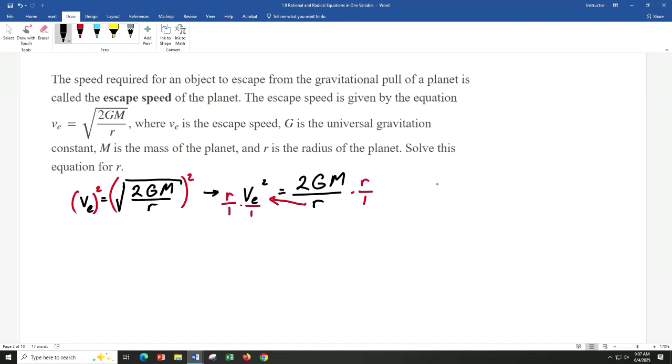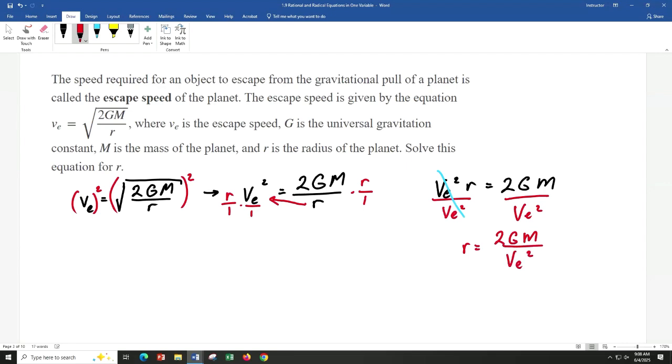And then we're going to get what? Look at this, V_E squared times R is equal to 2GM. How am I going to get R alone? Divide off the V_E now. Very good. Divide off that V_E. Don't forget your square. And then what are we left with? This just cancels out, reduces, and you get R is equal to 2GM all over V_E squared.